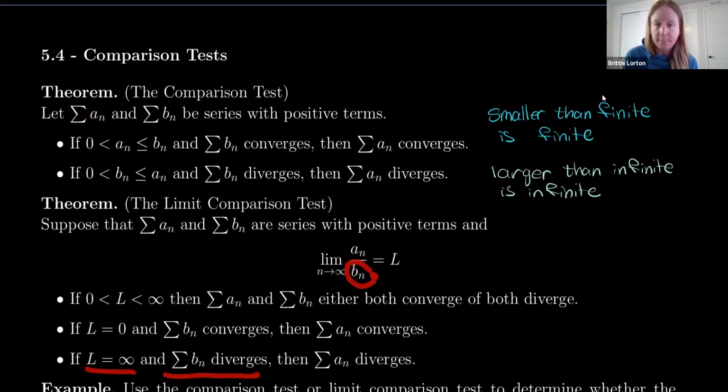which, it's important to note, b sub n is on the bottom, so the thing that we know should be on the bottom of the fraction. That's going to be useful later on. Then the sum of a sub n would also diverge.